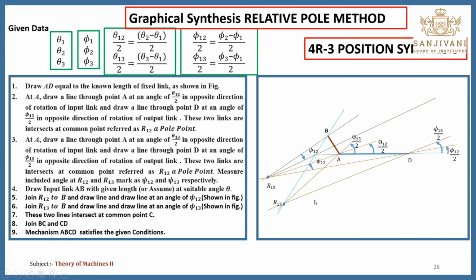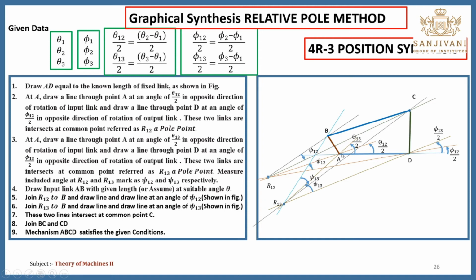Again, you have to join R13 to B. Before that, you need to calculate this angle psi 13, and take the same angle with reference to this new line R13B, and you will get one new line. These two lines intersect at a common point. That common point is C. Next, you have to join B to C and C to D. This is the 4-bar mechanism.